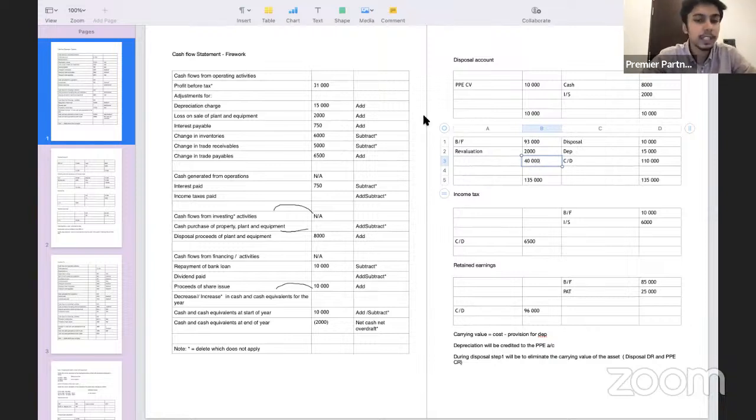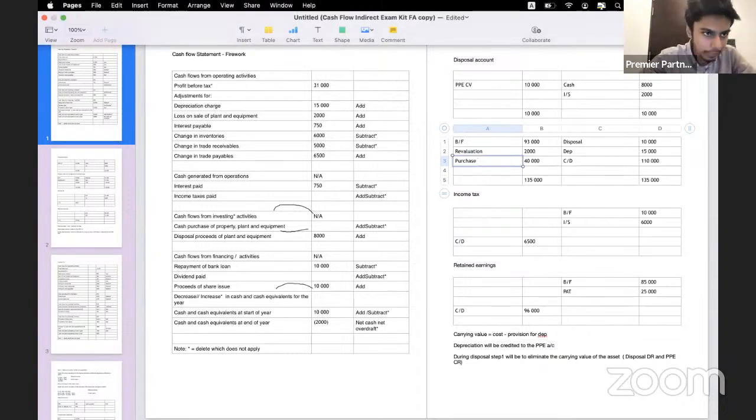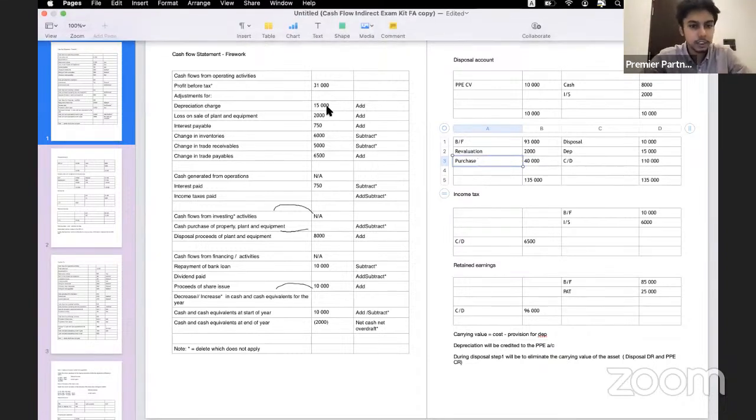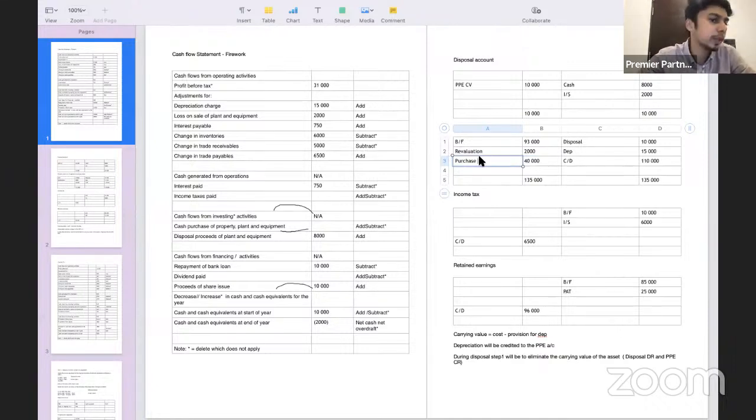40,000. Okay, guys, listen. If the answer comes on this side, we call that purchase of PPE. Is that clear? Remember, if the answer comes on this side, there is only one logical answer. That's what we call purchase of PPE. Right. So, guys, keep this answer in your hand. We'll need it later. Income tax.